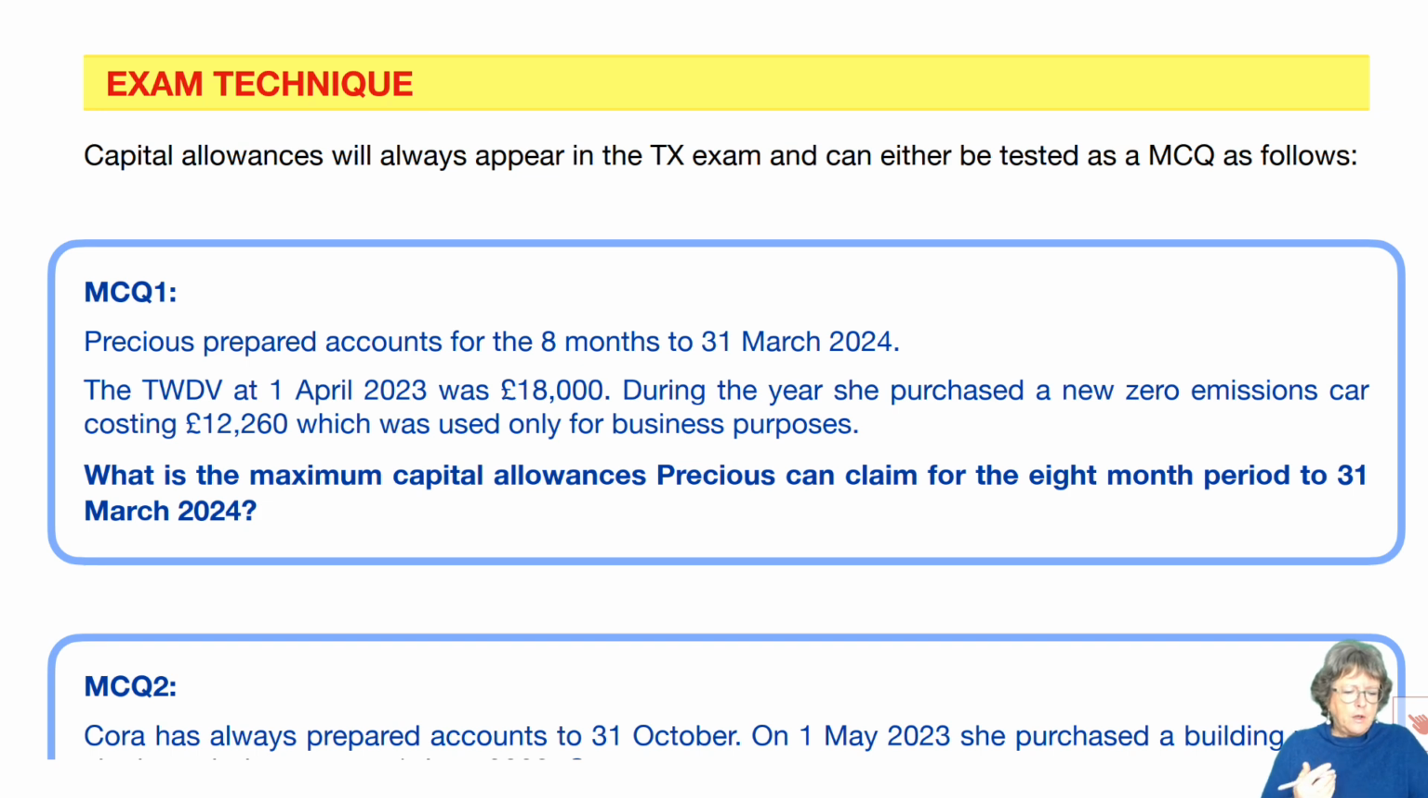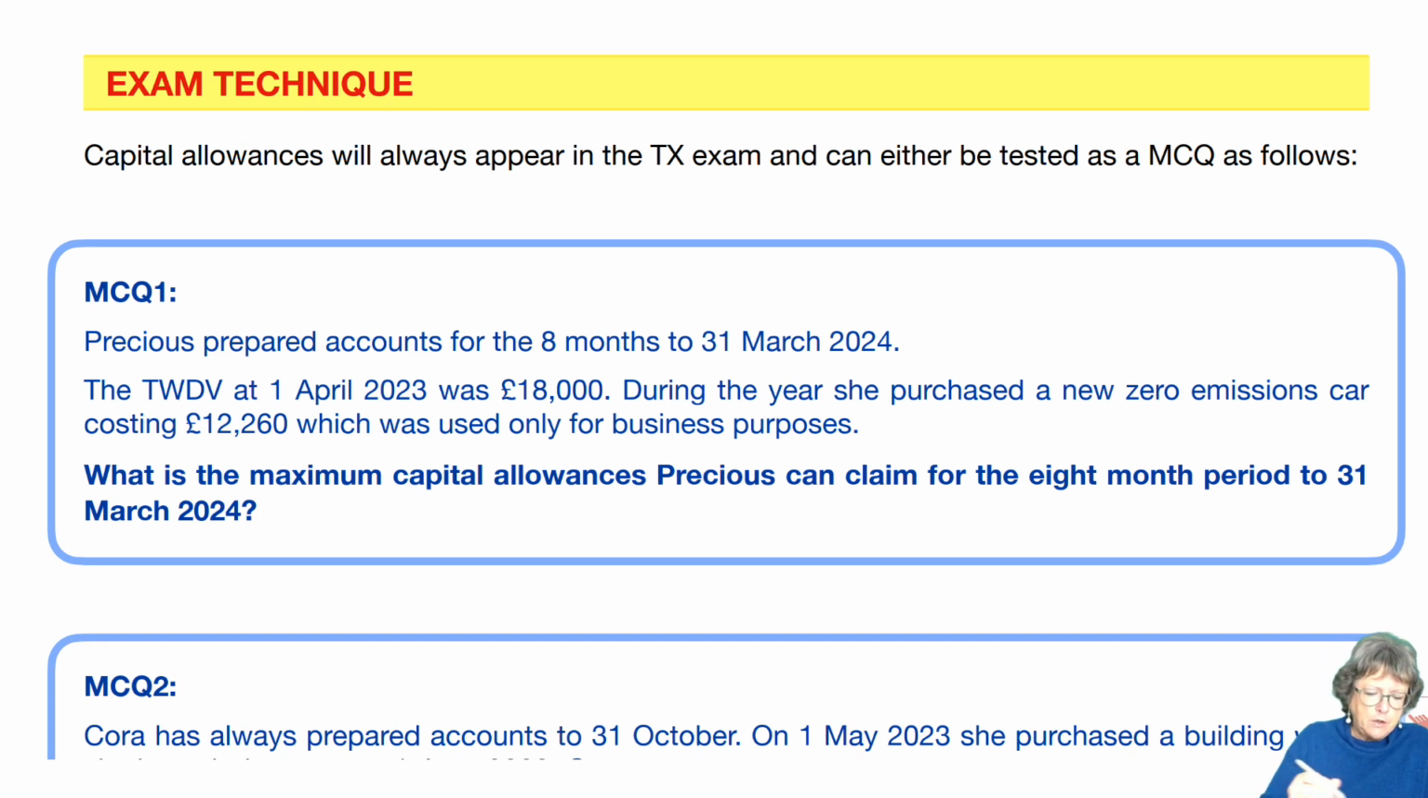So multiple choice: Precious prepared accounts for the 8 months to the 31st of March 24. The written down allowance at the 1st of April was $18,000, and then she bought a zero emissions car costing $12,260, used only for business purposes. What's the maximum capital allowances that she can claim?